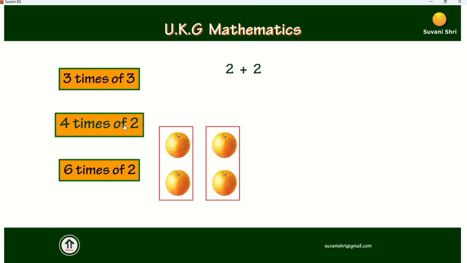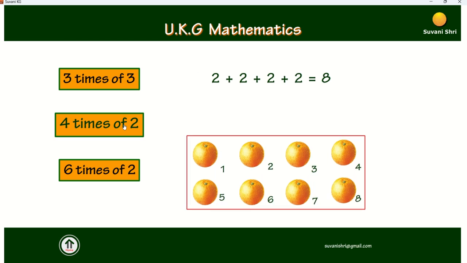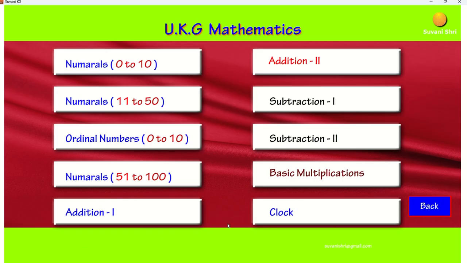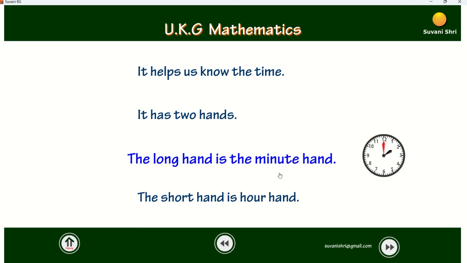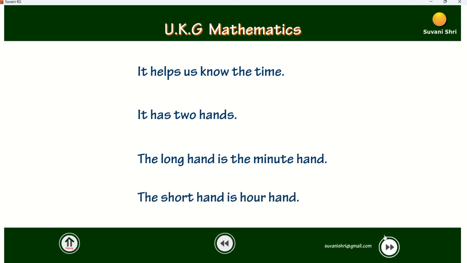2 plus 2 plus 2 plus 2 is equal to 8, or 4 into 2 is equal to 8. Look at the face of a clock. The long hand is the minute hand. The short hand is the hour hand.